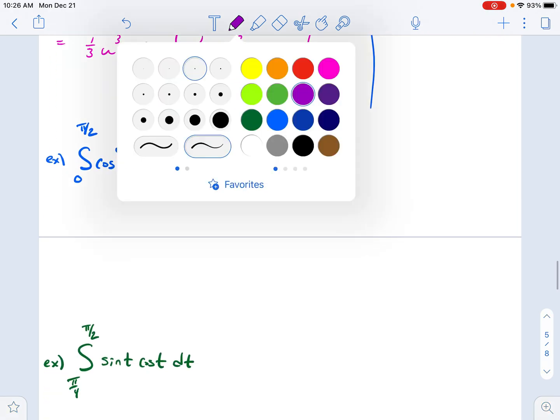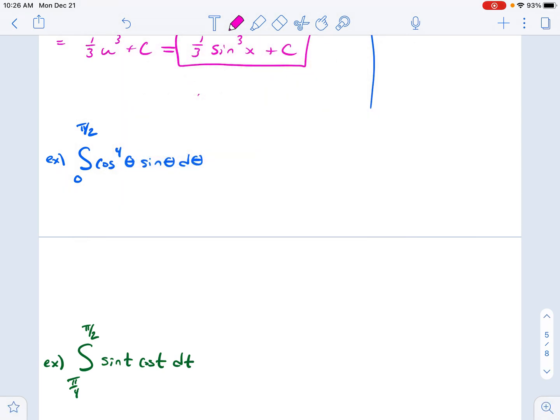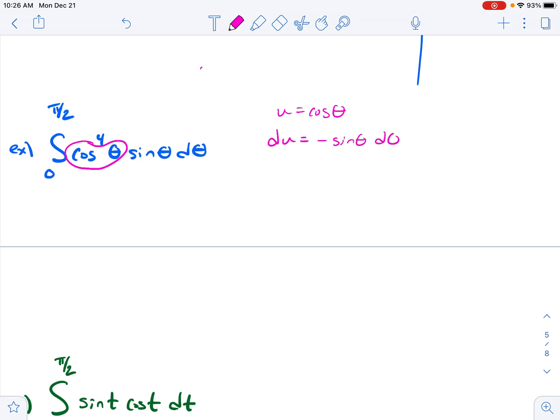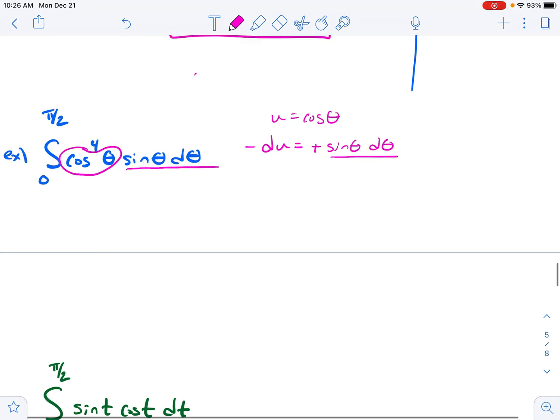All right, let's try a bounded one. It's pretty similar to the first. I've got cosine to the 4th theta, sine theta d theta. I want the area under that from 0 to pi over 2, okay? So again, cosine's the one with the higher power here, so I might think to let that equal u, cosine theta this time. Du would be negative sine theta d theta. Well, I can get that positive by multiplying both sides by -1.